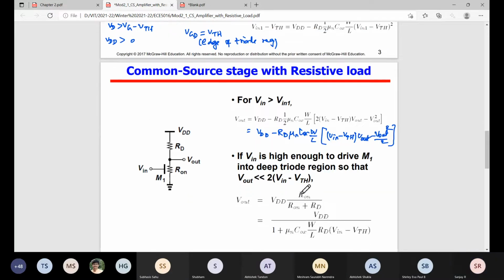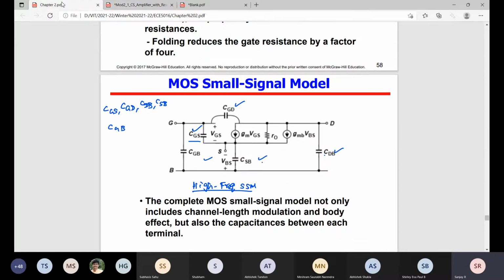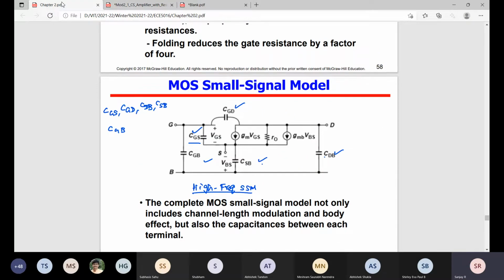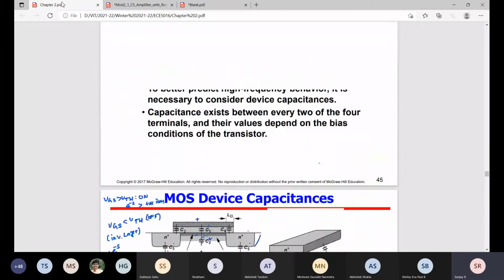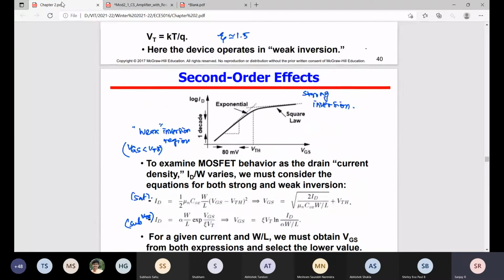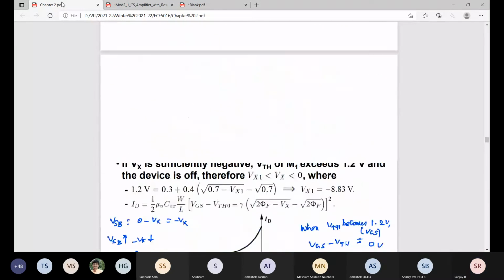Now all of you know that in the triode region we can approximate a transistor as a resistor. But when will that approximation be valid? What is the condition for it? Okay, let me do that.